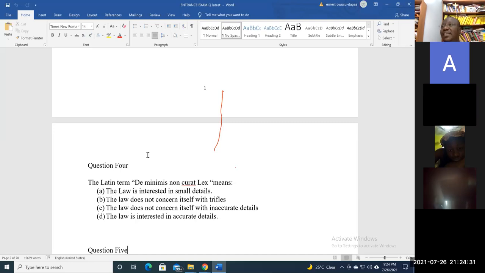Or maybe you come across pacta sunt servanda. Pacta sunt servanda simply means that agreements are supposed to be obeyed. You don't have to breach or undermine a promise.